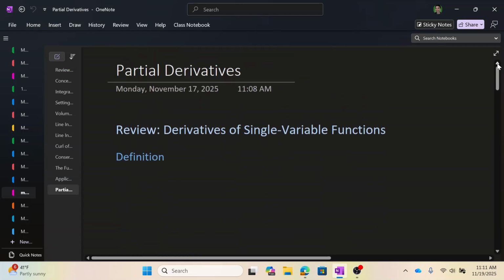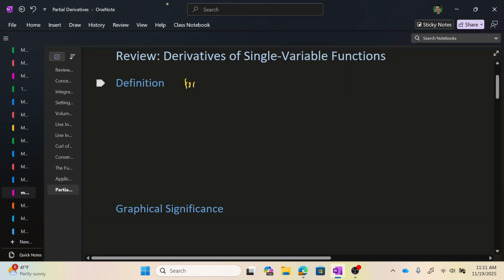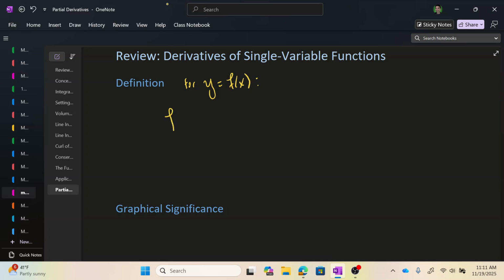In today's video, we're going to start to talk about what derivatives look like for functions of more than one input variable. I'm going to go back briefly and review some of the important concepts for derivatives of single variable functions. So if we had a function of one input variable, y equals some function of input x, if someone talked to us about the derivative f prime of x, then that was equivalent to a ratio.